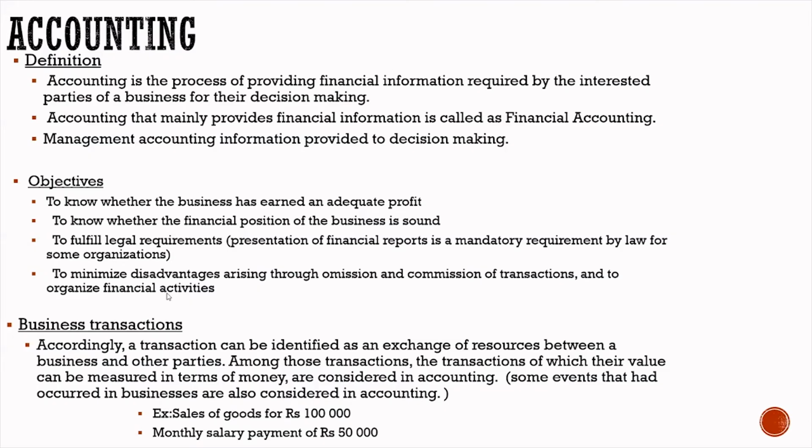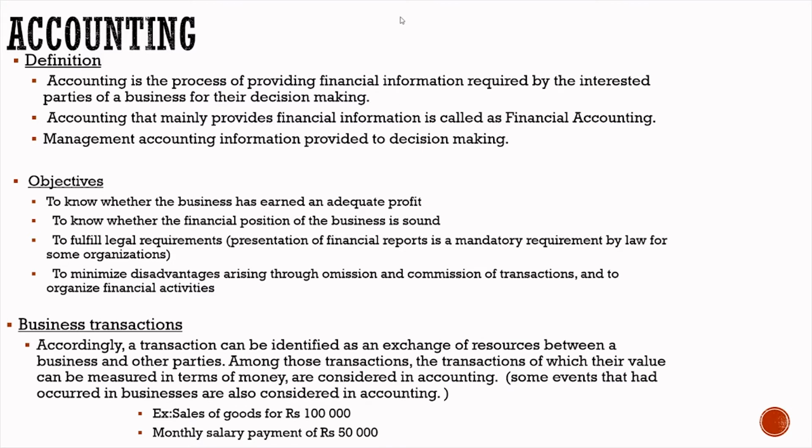Now we will be discussing the business transactions. Before, I discussed the definition and the objectives of accounting, which are what the business aims for. Now we are talking about the business transactions. Accordingly, a transaction can be identified as an exchange of resources between the business and other parties, right? So when there's an exchange of resources between a business and another party, we call it a business transaction. Among those transactions, the transactions whose value can be measured in terms of money are considered in accounting.